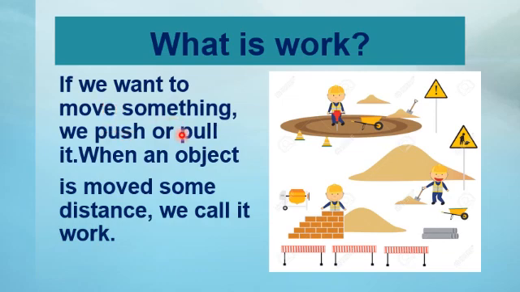We push or pull it. You can see here in this diagram there are some examples of pushing and pulling. They are doing different types of work. So if we want to move something, we push or pull it. When an object is moved some distance, we call it work.